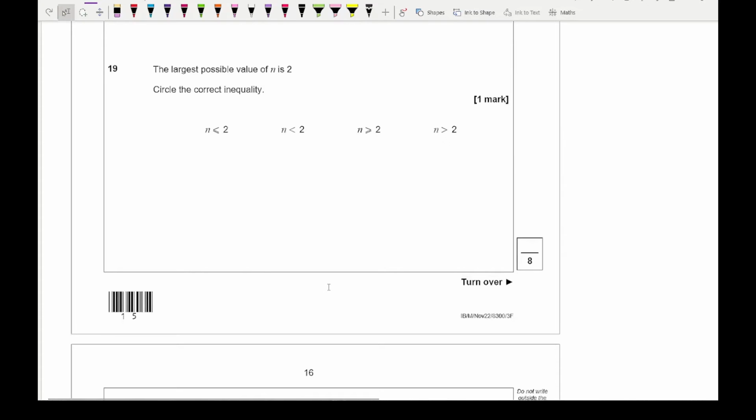Moving on to question 19, it says that the largest possible value of n is 2. Circle the correct inequality. Well, if the biggest value is 2, then n's got to be smaller than or equal to 2, which is our first option.